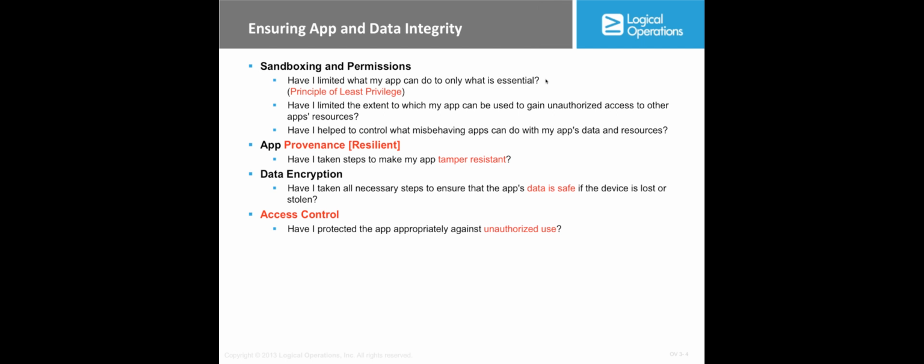And then access control. Access control is one of those things that touches on all three pillars of the CIA triad, more into the integrity and availability space. Have I protected the app appropriately from unauthorized use? You want to make sure that you're maintaining the integrity and availability of the apps and the app's resources.